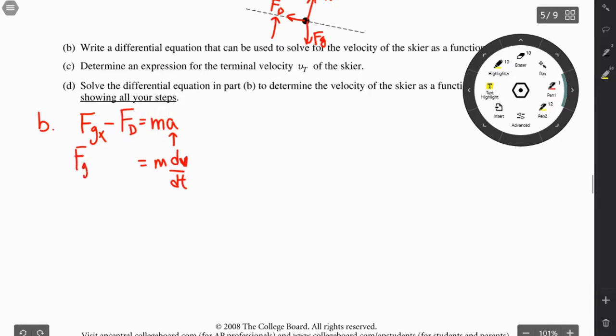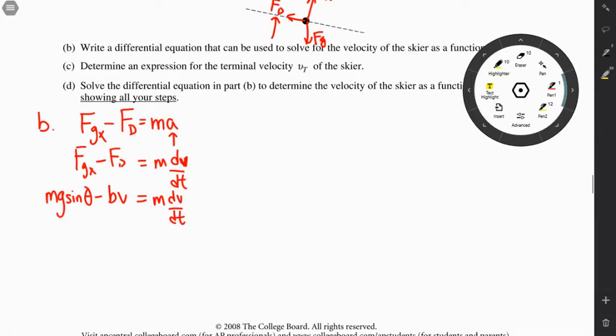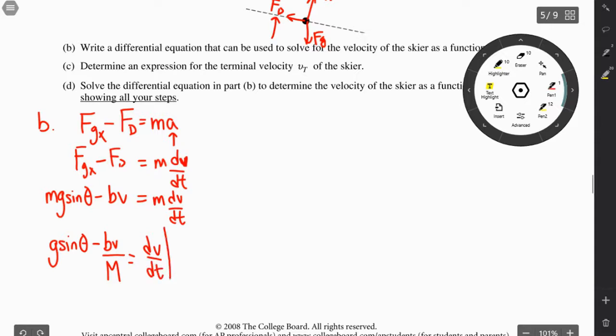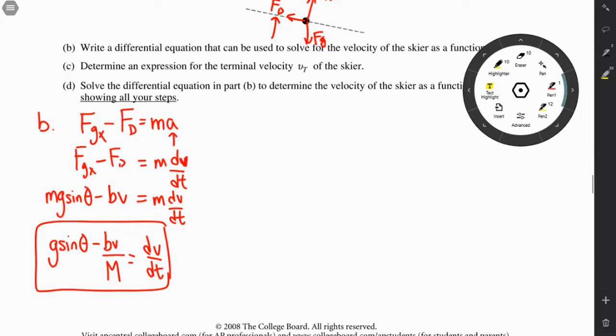So we get FGX minus FD. FGX is mg sine theta. FD is given to us as bv. And then we have m dv/dt. The only thing that we can do here to clean this up is to divide the m over, and so it'll be g sine theta minus bv over m equals dv/dt. So that is the differential equation we can eventually solve for part B.